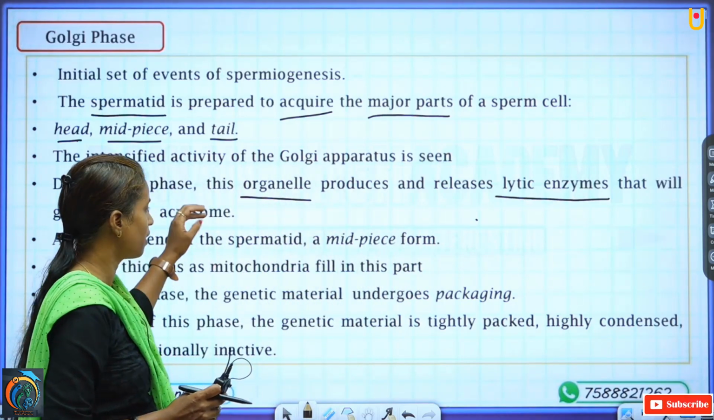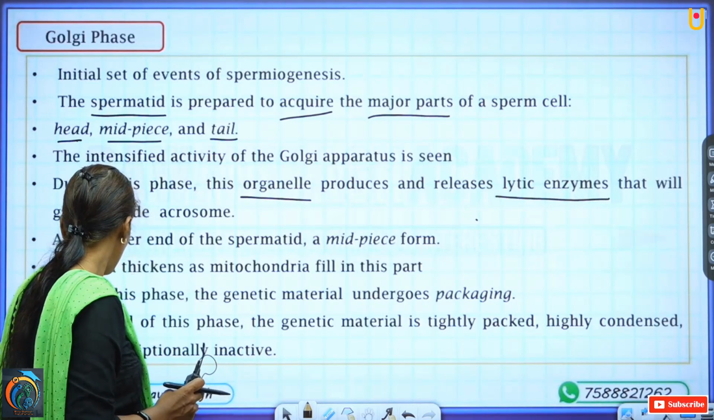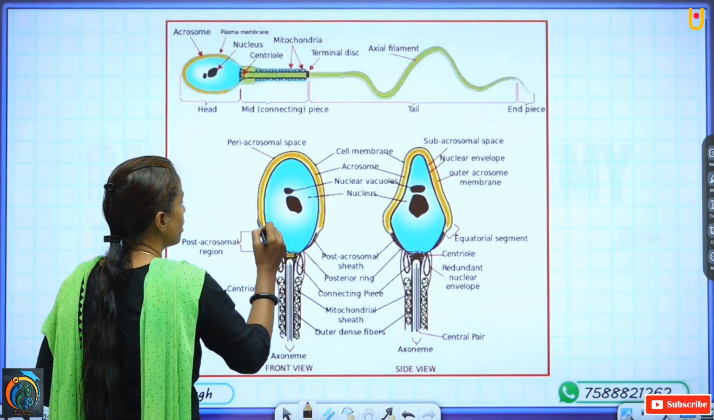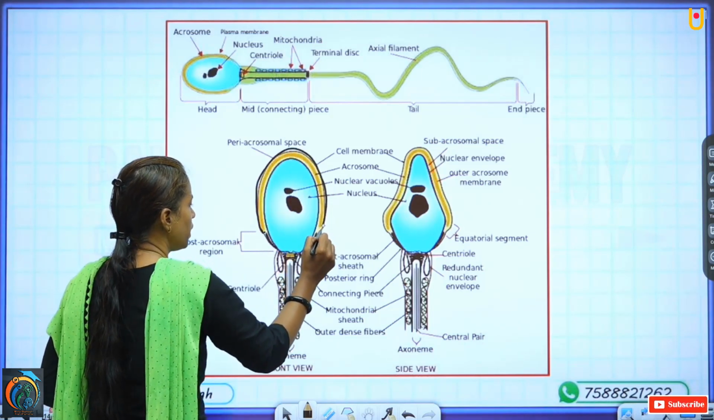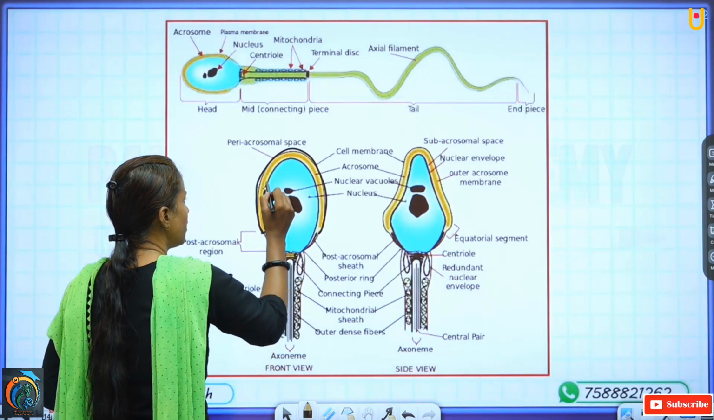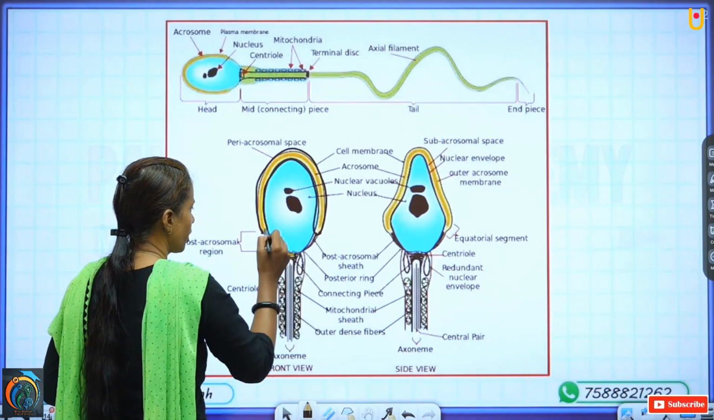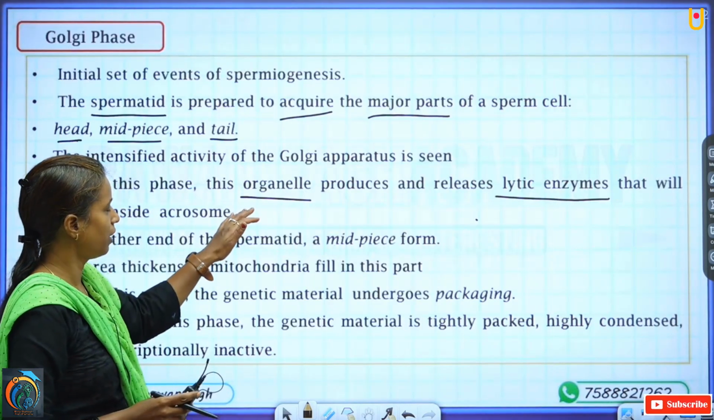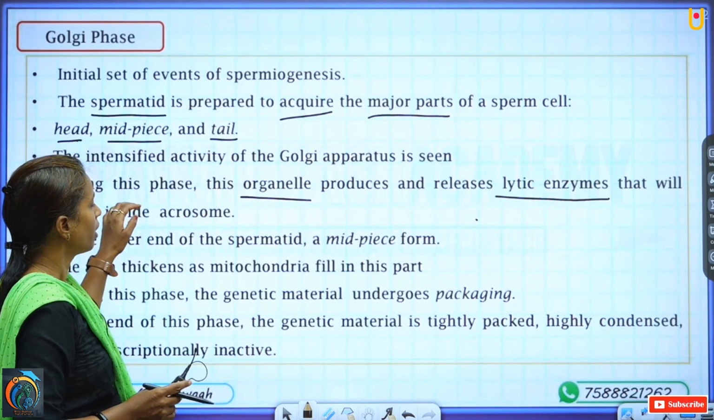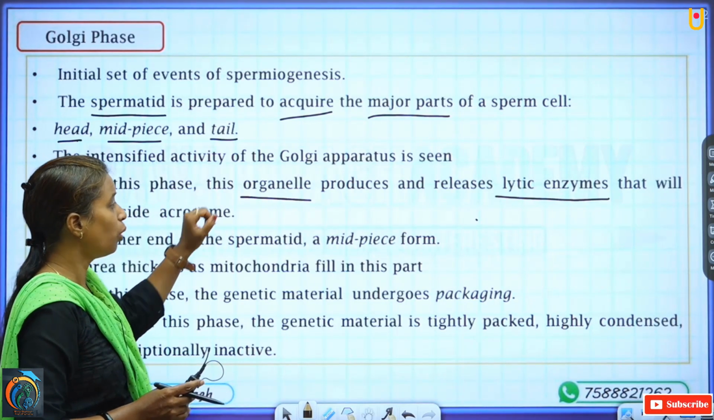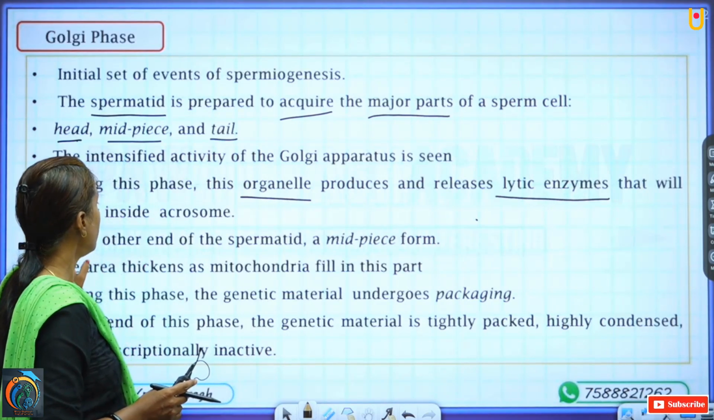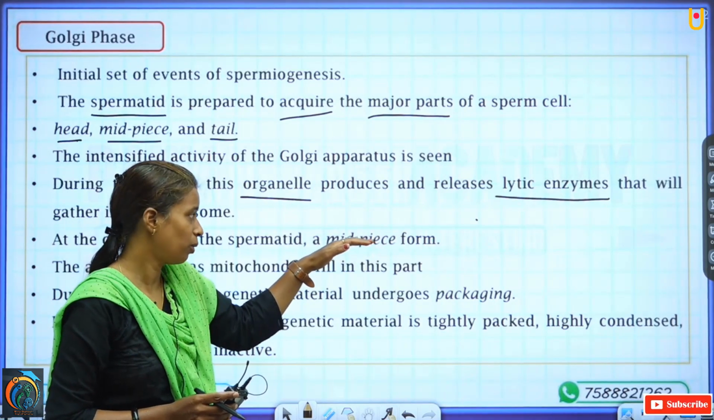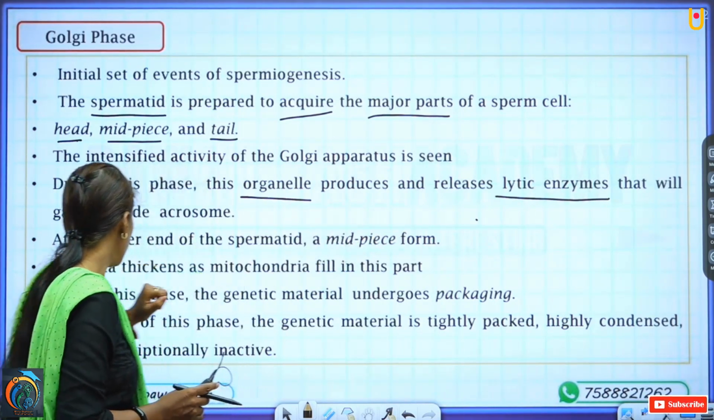Now, what are the lytic enzymes actually doing? They will gather inside the acrosome. Acrosome means what? A cap of the sperm. See here, it is the acrosome. This yellow region is the acrosome. We are calling it an acrosome. And inside that acrosome, lytic enzymes are present. Now, how are these lytic enzymes helping the sperm? At the other end of the spermatid, the midpiece is forming. Okay, midpiece is also forming here.